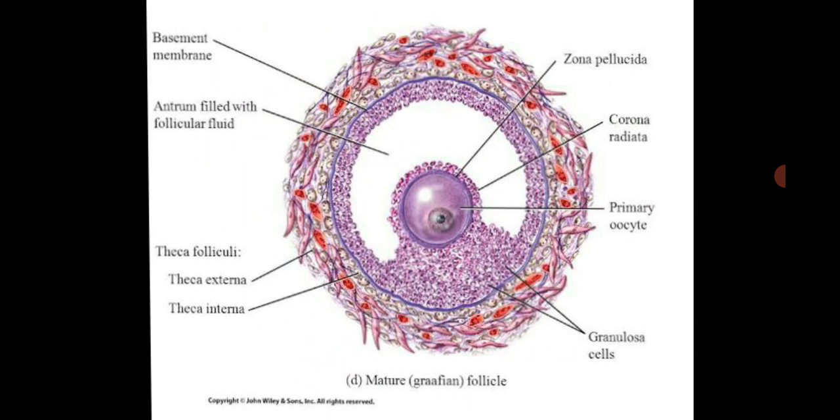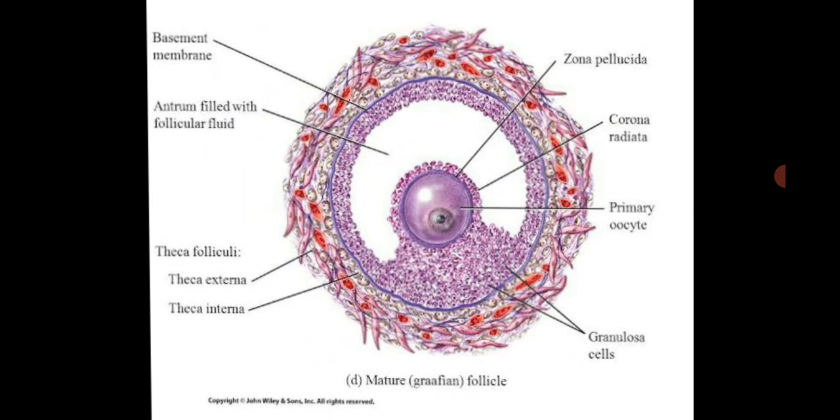If we see the structure of the Graafian follicle, it is surrounded outermost by the theca externa, which is made up of connective tissue. Inner to that is the theca interna, and inner to that is a layer of membrana granulosa cells, which is roughly multilayered. Because it has some granules in it, it is known as membrana granulosa.